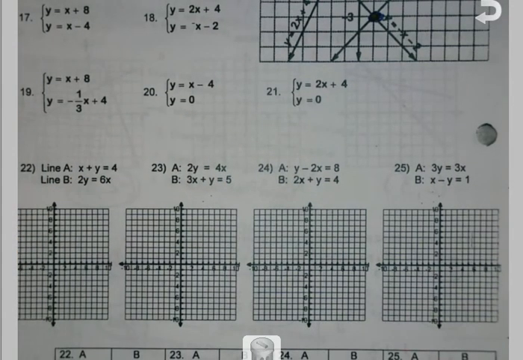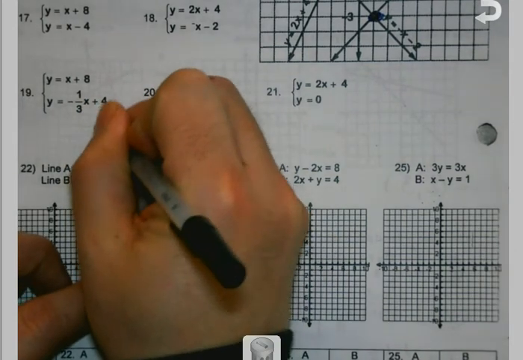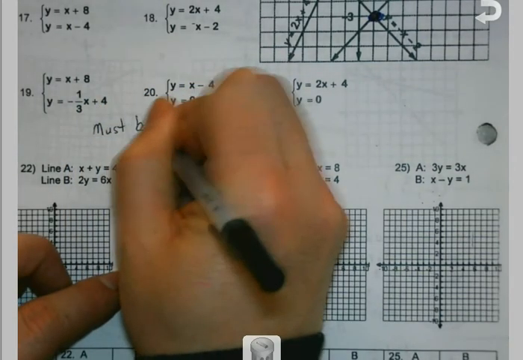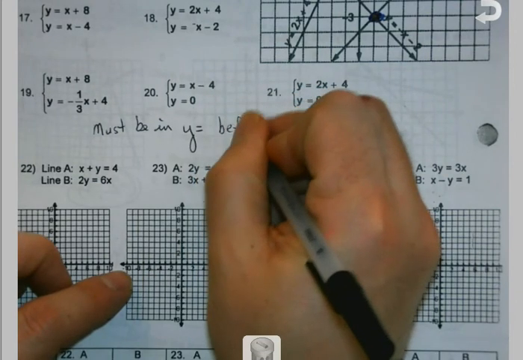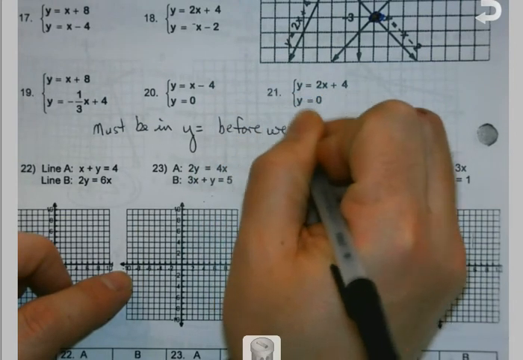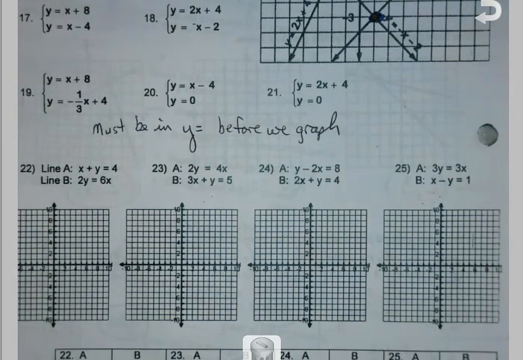My lines always got to be in y equals form, okay? So we must be in y equals before we graph anything. And we're going to talk more about that tomorrow, having to get y alone. We did that a little bit when we were graphing in the last unit. For now, though, I'm going to do it for you on these, because I want us to get practice with the graphing more than anything.